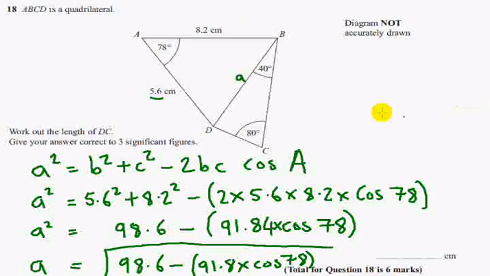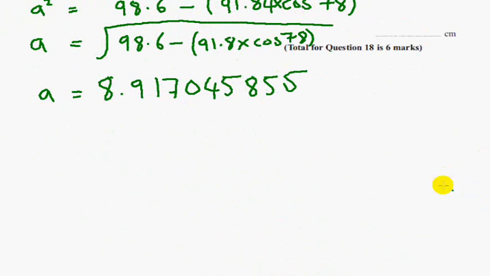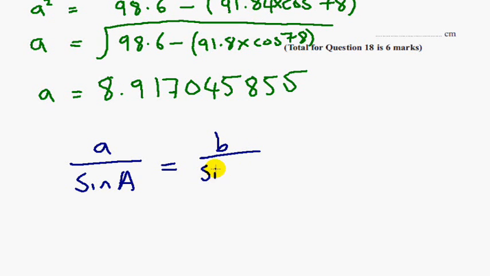Okay, so we are not done yet. We've just worked out DB, and we need to work out DC. Now we've got two angles and one side, and we want to find DC, which is another side. So we're going to have to use the sine rule, which you also get in the formula sheet in front of your exam. That is a over sine A equals b over sine B.